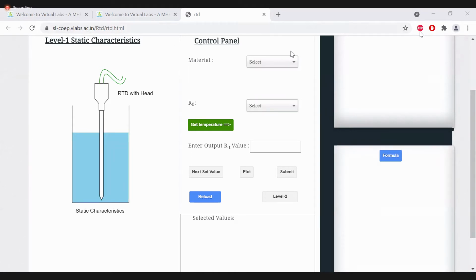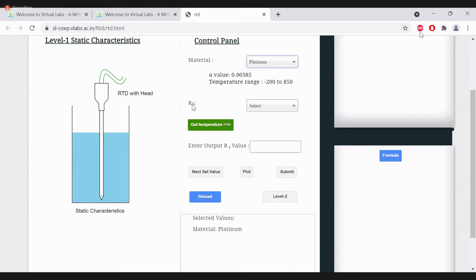First of all, we have to select material, platinum. If you select the platinum, we will get data: alpha value and temperature range. What is the temperature range? Here we are seeing -200 to 850. So if you are using platinum RTD, you can use that platinum RTD within this temperature range from -200 degrees Celsius to 850 degrees Celsius. This is the meaning of the temperature range.